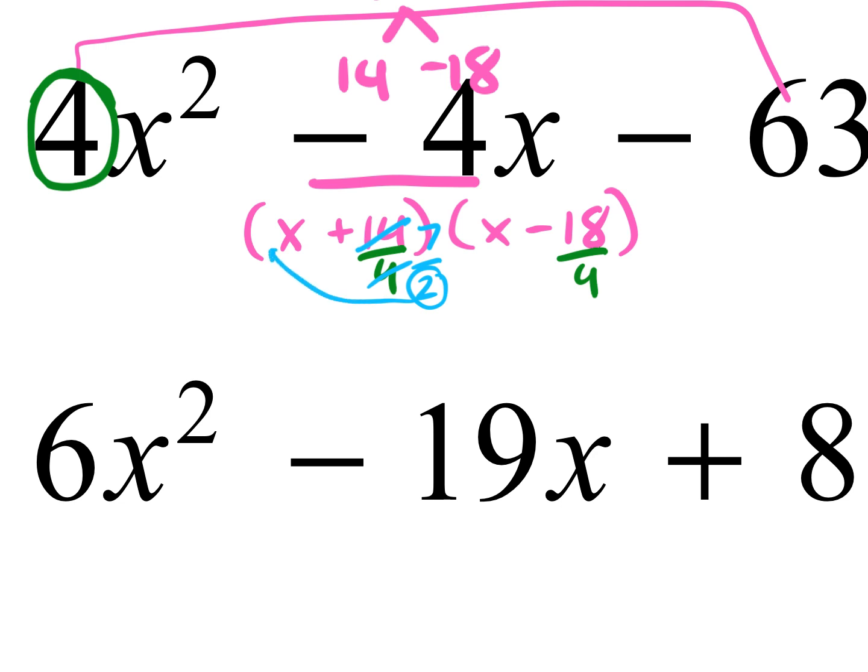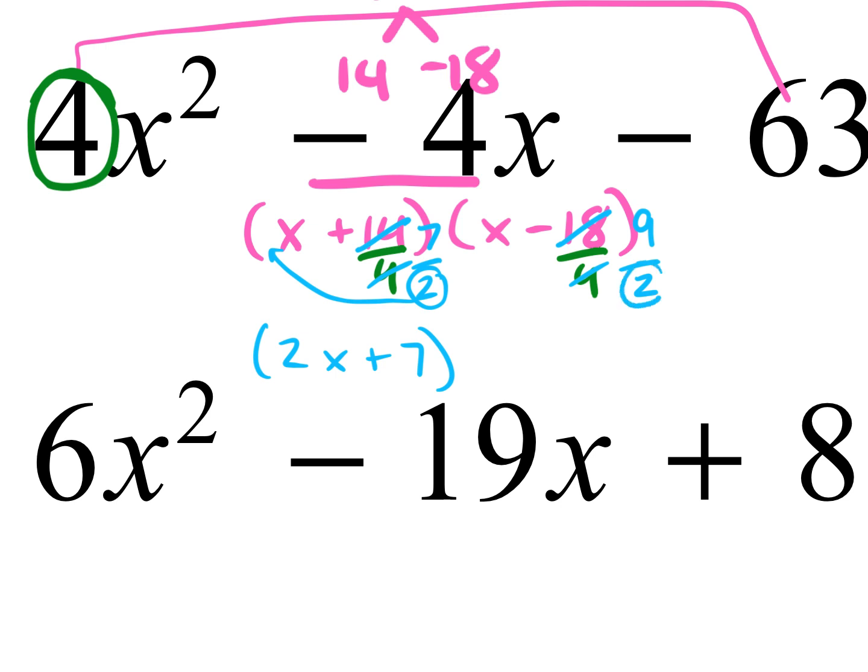Move it in front of the x. So this would be 2x plus 7, because 7 is now on the top. Now let's do the same thing for the second one. What goes into both 18 and 4? 2. So this would be 9 over 2.